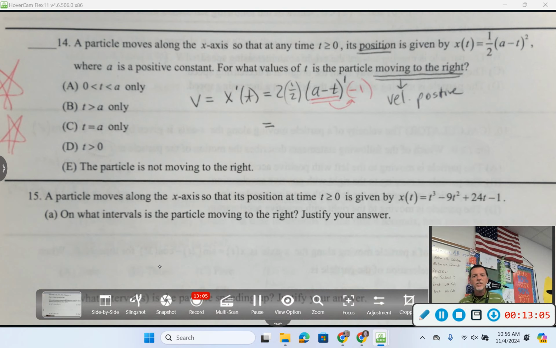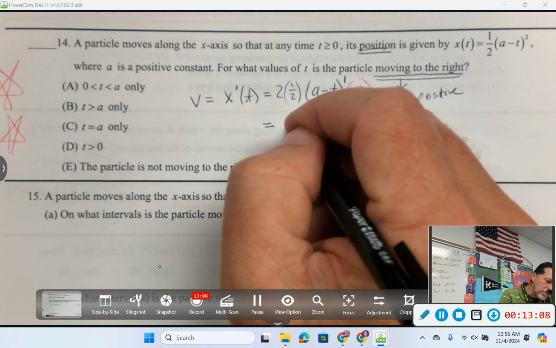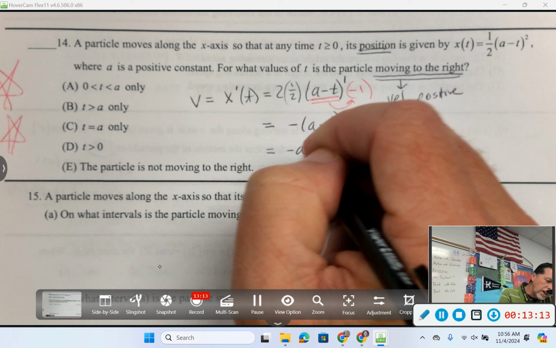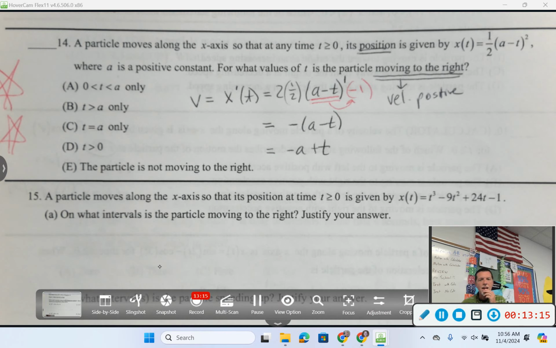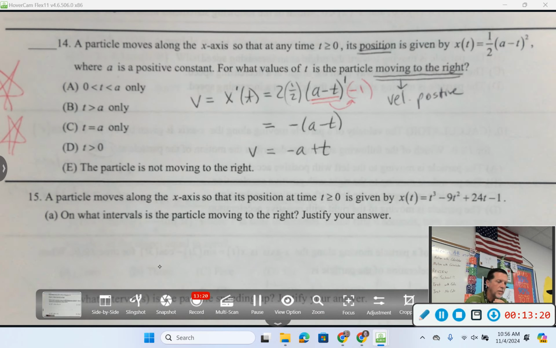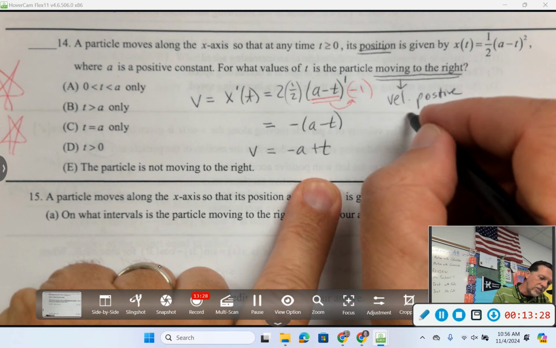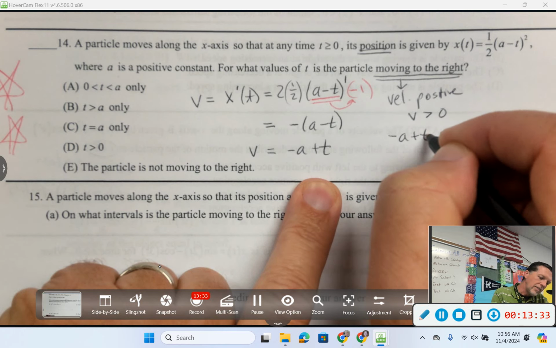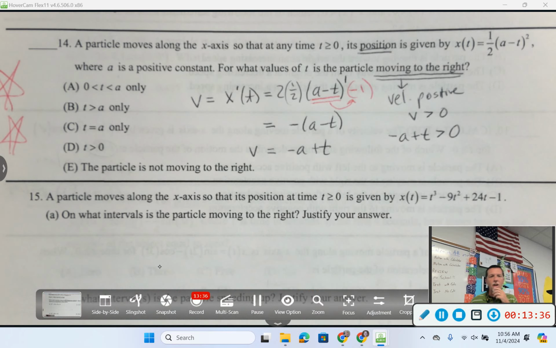So clean all that up. 2 and 1/2 goes away. I'll just put the negative out front. a minus t, or negative a plus t, however. That's my velocity. Okay, so what is it asking here? I want to know when that velocity is greater than 0, when v is greater than 0. So when negative a plus t is greater than 0. Oh, I'm almost there. So when t is greater than a.